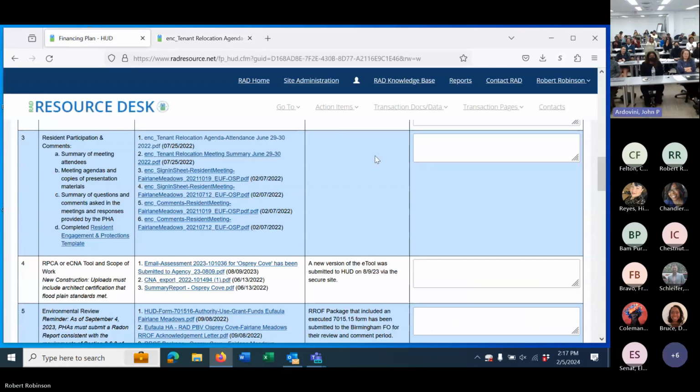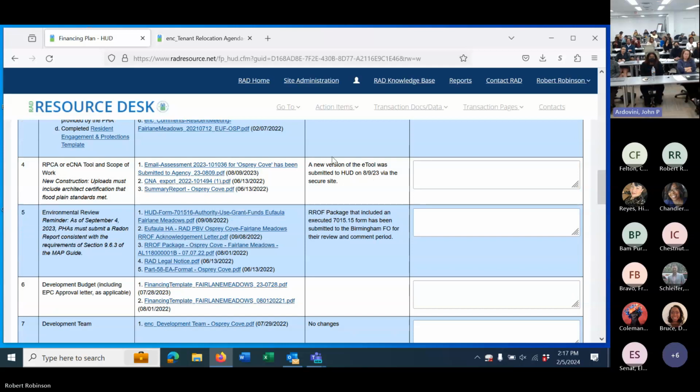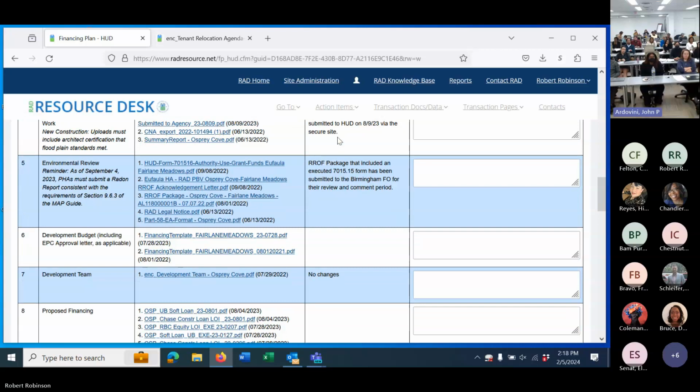So that's the agenda. Then the next section has some of the extract from the e-tool. In this particular case, this is a LIHTC transaction, so it didn't need to get a CNA report, and it's new construction as well. So I think what they did was they just did the e-tool for this as part of the review.